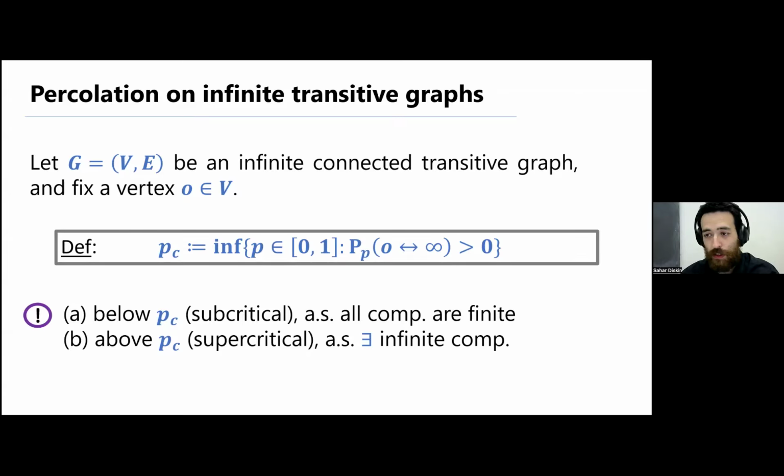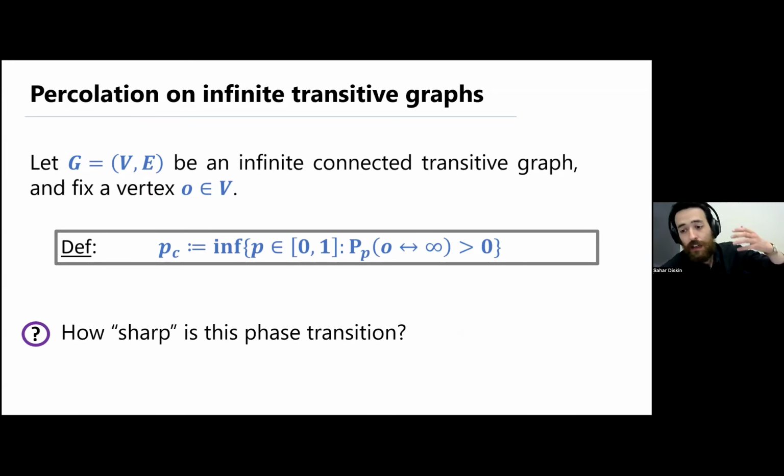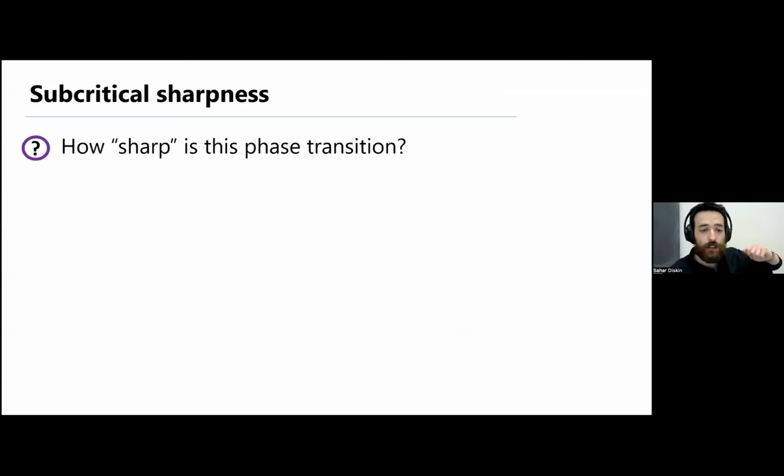That's one big conjecture. The other thing is, okay, so I see that before this critical probability all the components are finite, and then afterwards I have this very strong phase transition, the emergence of an infinite component, and I can ask, how sharp is this phase transition? So what do I mean by how sharp? In some sense, I want to understand how fast this happens. And one way to quantify it is the following.